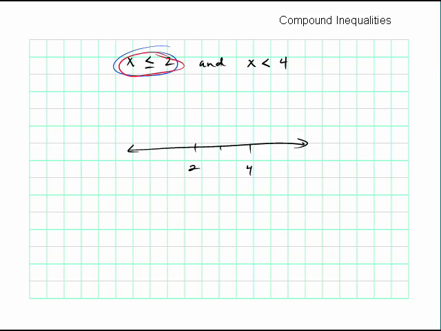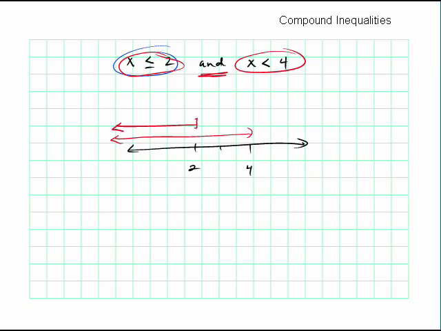Let me use red for that. All the numbers that are less than or equal to 2 are right there. All the numbers that are less than 4 are right there. Now, once again, this is an and statement, and so I want what they have in common. In other words, just the overlap is my answer.